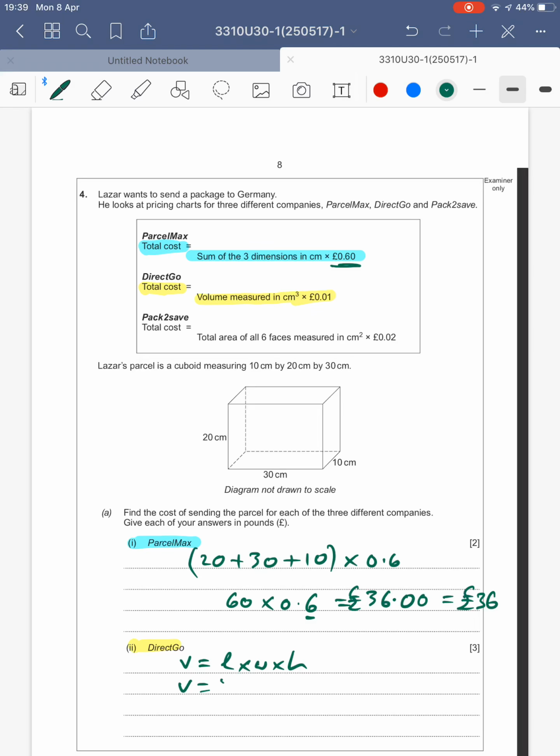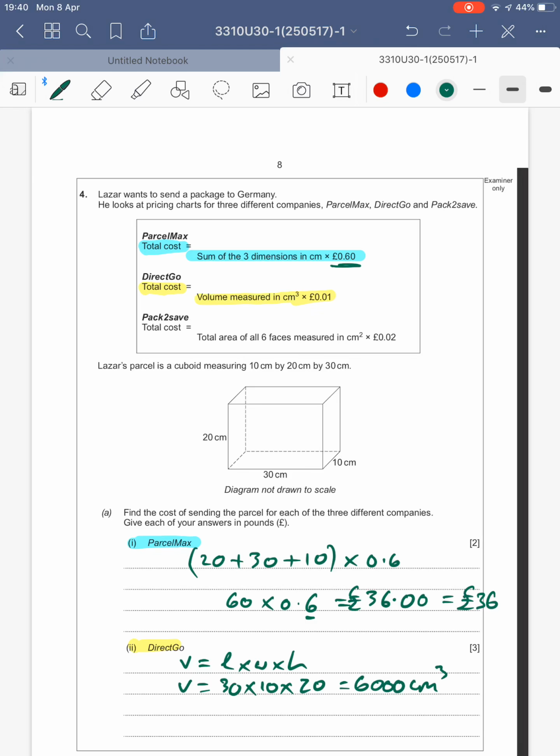So we've got to do 30 times 10 times 20, and that gives me an answer. If we do 3 times 1 times 2, that gives me 6, and I've got 1, 2, 3 zeros, and that's going to be centimeters cubed because it's volume.